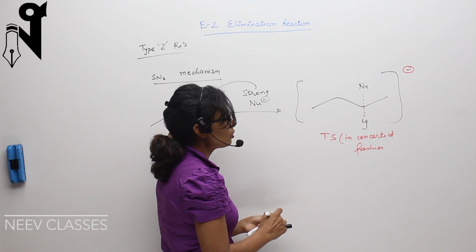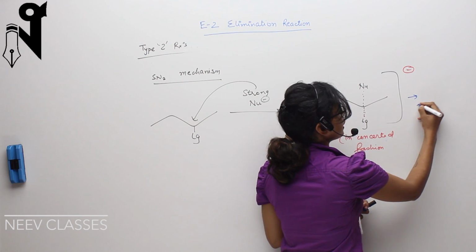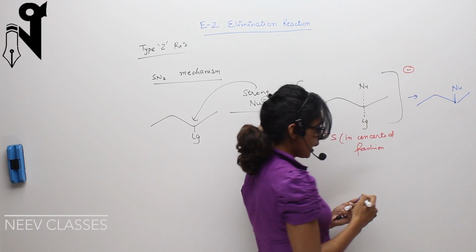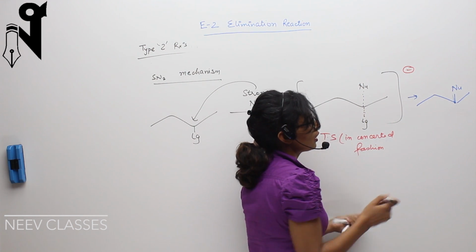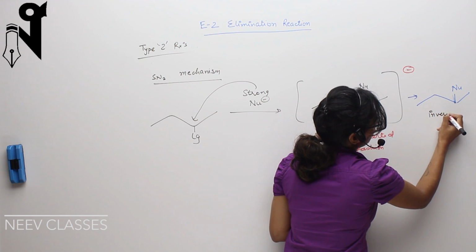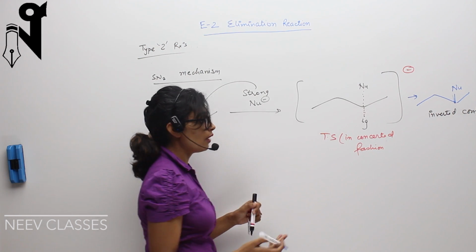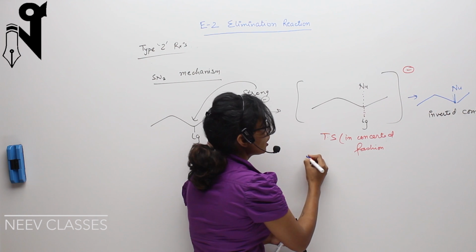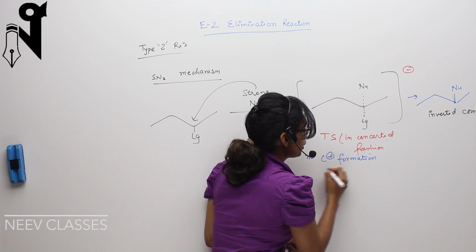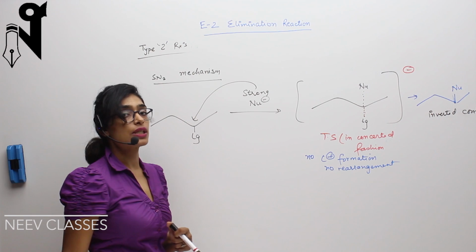Now after this, the leaving group leaves completely, and we get a nucleophile over here. And the product has inverted configuration. And one more important thing which you have to notice over here is no carbocation formation happens. So no rearrangement. Right? So this was the mechanism we had done in SN2.